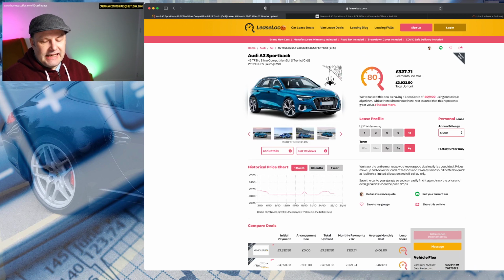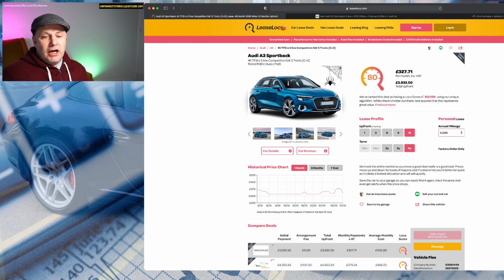Now, a lease is basically renting the car. Sometimes they are called personal contract hire rather than personal contract plan. You put a deposit in, you agree mileage, you agree the term, you rent the car, and at the end you give the car back. On a lease, normally you haven't got an option to purchase the car like you have with a PCP. So you rent the car, you give it back.